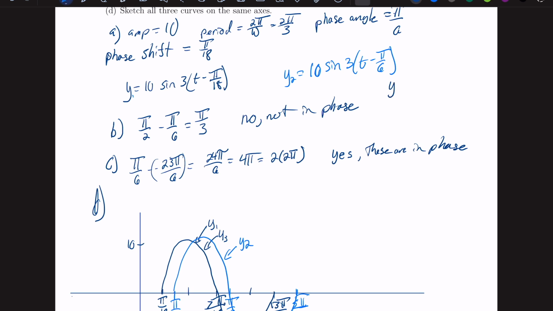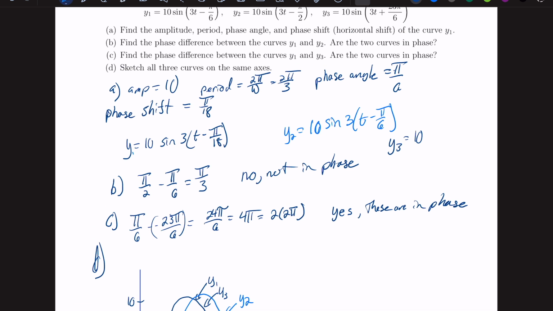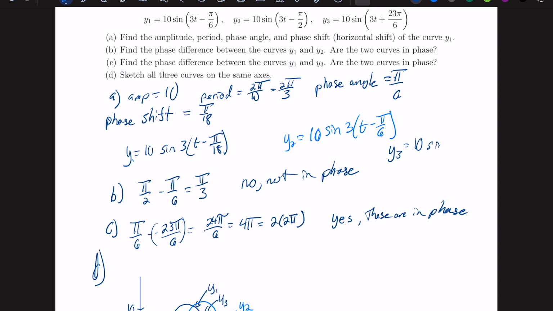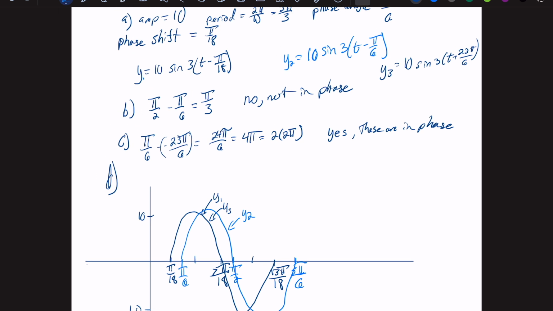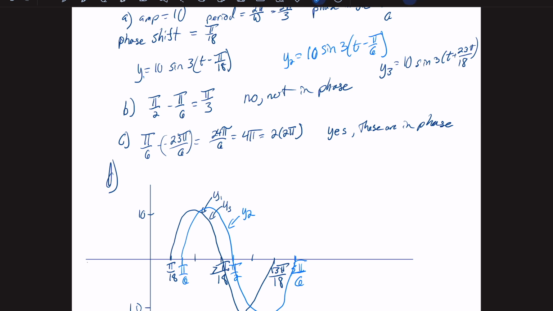Now to show that y3 is indeed the same as this one, let's do this one more time. I'm going to grab this and say y3 here. y3 is equal to 10 sine, let's pull out that 3, and then divide by 3, so 23 pi over 6, which is over 18. So where would I start this? Well, I would start this way back here, way over here at minus 23 pi 18ths.